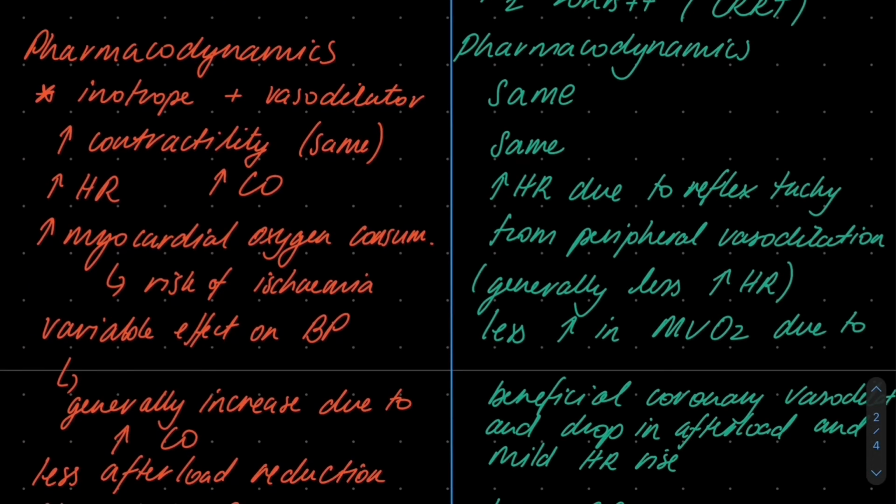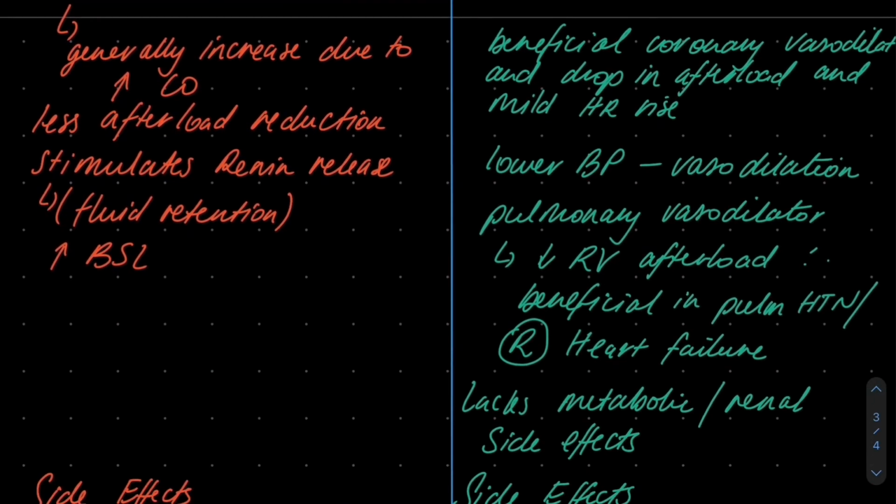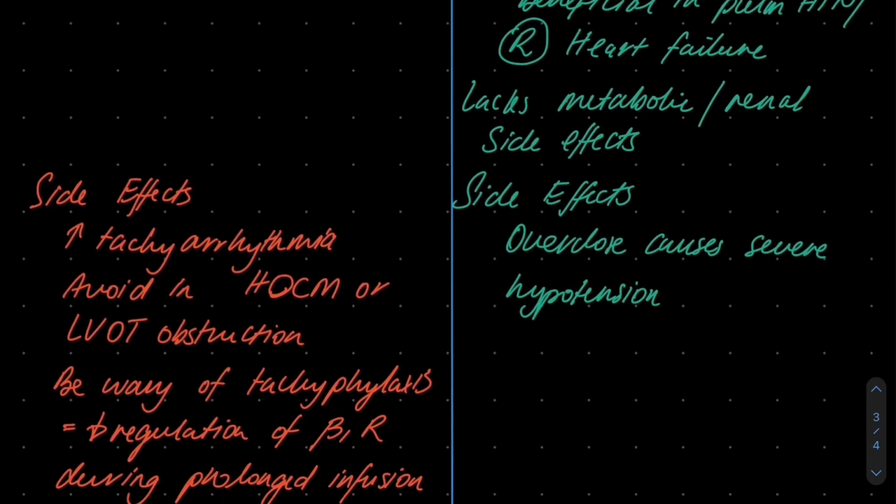In terms of the pharmacodynamics, the major differences here are primarily that Milrinone has beneficial effects on myocardial oxygen consumption and causes less oxygen consumption than dobutamine. It has beneficial pulmonary vasodilator properties and helps to reduce right ventricular afterload. And it doesn't have the metabolic or renal side effects causing increased blood sugar or fluid retention that dobutamine can. And the main thing with the side effects is that dobutamine is more likely to cause tachyarrhythmias, whereas Milrinone is more likely to cause hypotension.